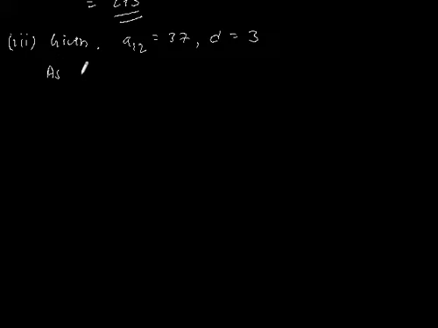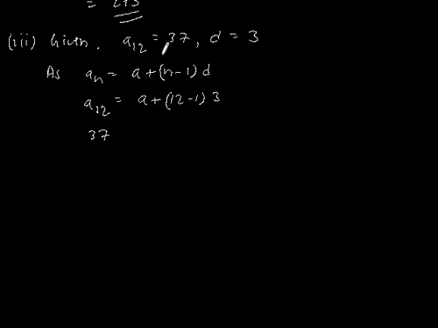Now as we know, an is equal to a plus n minus 1 into d. So a12 is equal to a plus 12 minus 1 into 3. This gives a12 is 37. 37 is equal to a plus 33, which gives a is equal to 37 minus 33, which is equal to 4. So a is equal to 4.